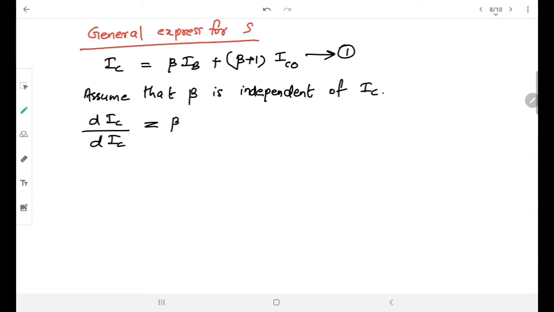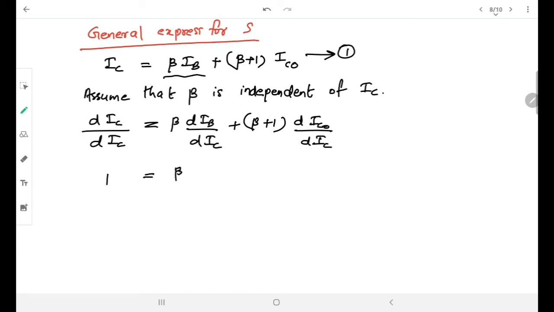so beta is taken out, beta into dIB by dIC, because IB is a factor which depends on IC. So beta IB can be differentiated as beta is a constant, beta into dIB by dIC plus beta plus 1, which is also a constant, into dICO by dIC. Now dIC by dIC is 1, equal to beta dIB by dIC plus beta plus 1 into dICO by dIC.